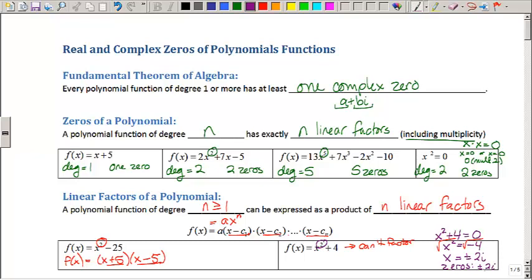So the question here is, can I factor these? If I have the zero, can you find the factor? Well, sure, the factor theorem tells me that I can do that, so I can actually rewrite this as x minus 2i times x plus 2i.